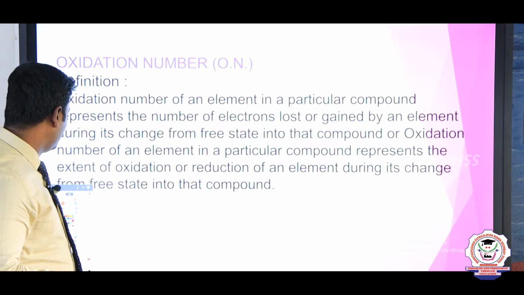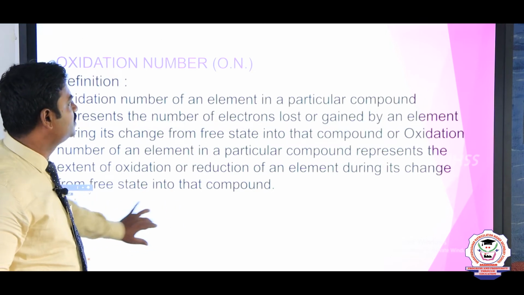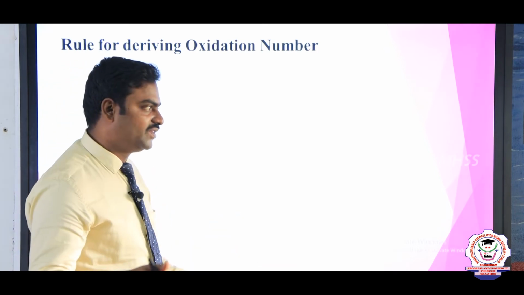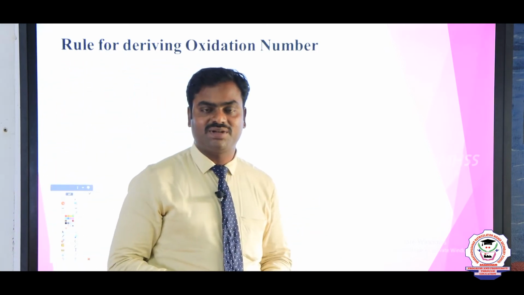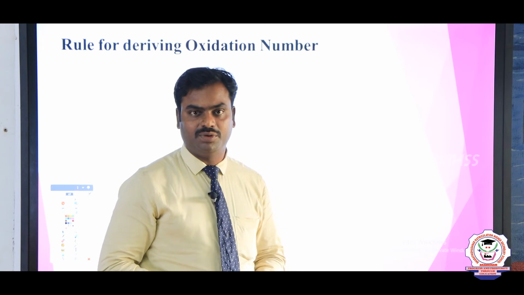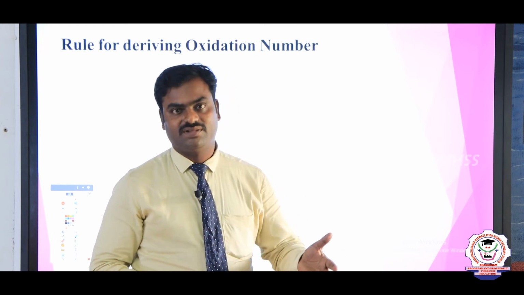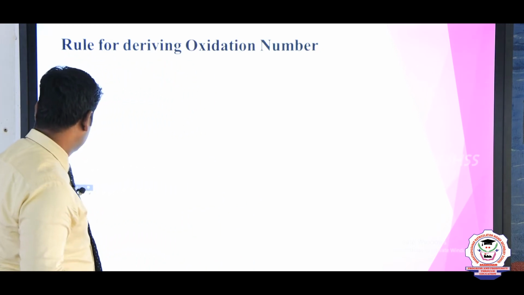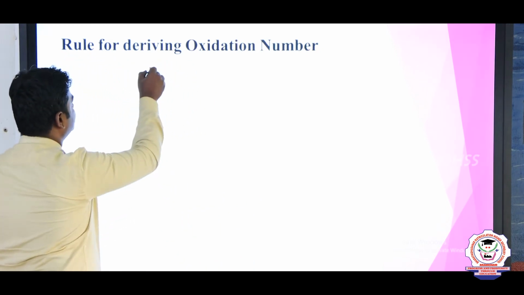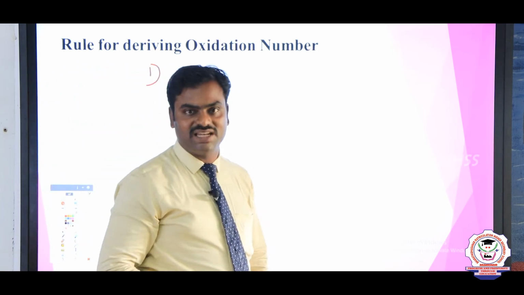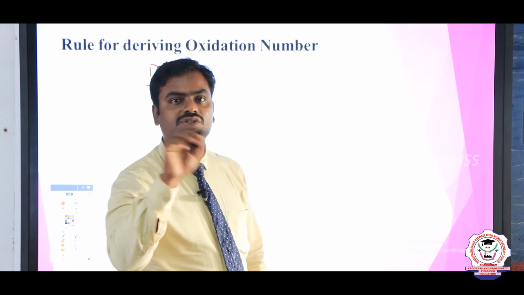So there are certain rules available to find out the oxidation number of an element. What are they? For finding out the oxidation number of various elements present in a compound, we must know the common oxidation states. First one. The first rule is all the free elements and homoatomic molecules carry 0 charge.